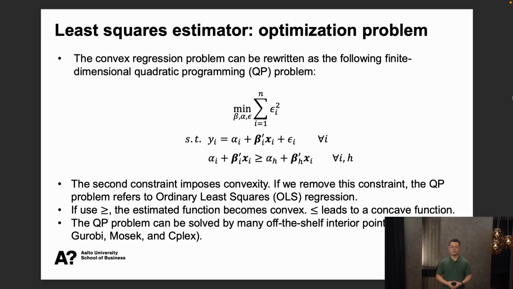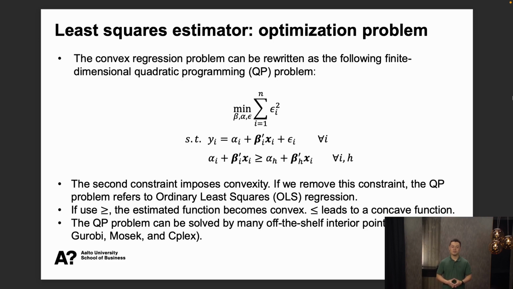In the constraints, the first constraint is called the regression function. We use a similar regression function as in linear regression. Here we have the second constraint. The second constraint is the shape constraint, which imposes concavity. If we remove this constraint, this QP problem becomes the ordinary least square, or OLS regression.